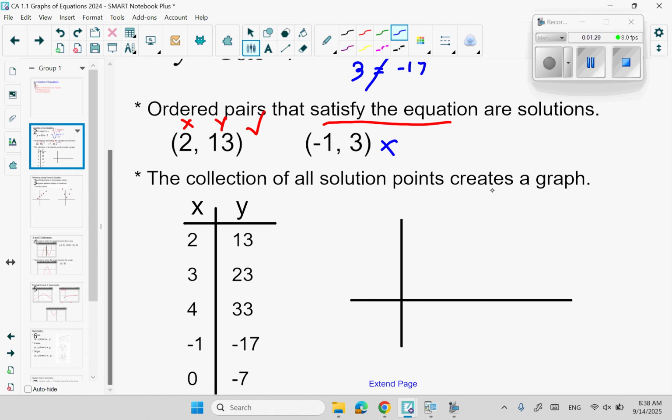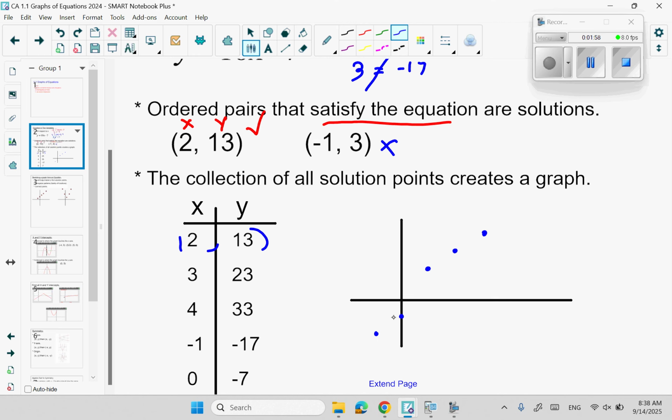The collection of all solution points creates a graph. So if I were to graph all these, 2, 13, let's say for the sake of argument, is somewhere right on there. 3, 23, right about there. 4, 33, right about there. -1, -17, right about there. That's probably a little too far for -1. Somewhere right around there. 0, -7, right around there.